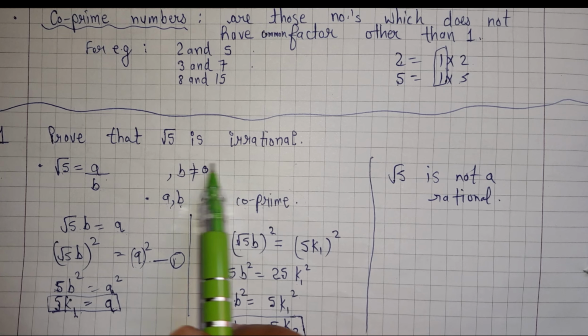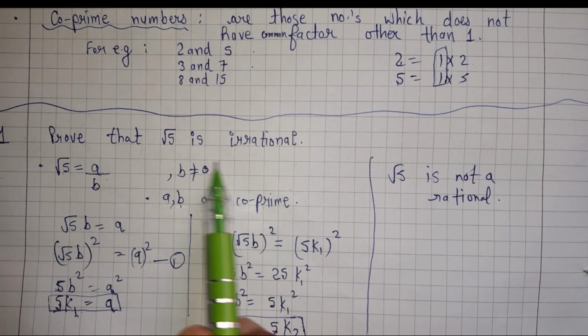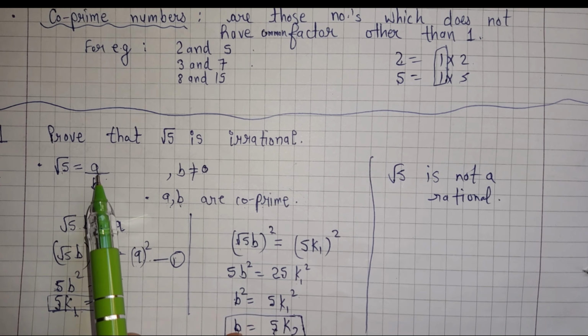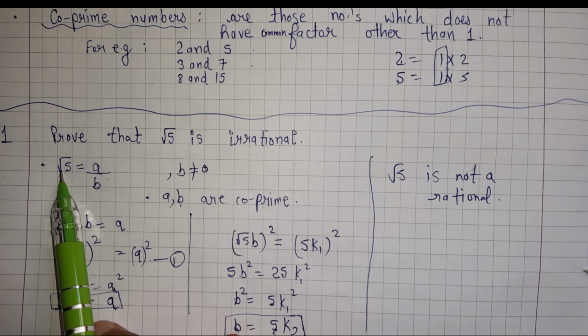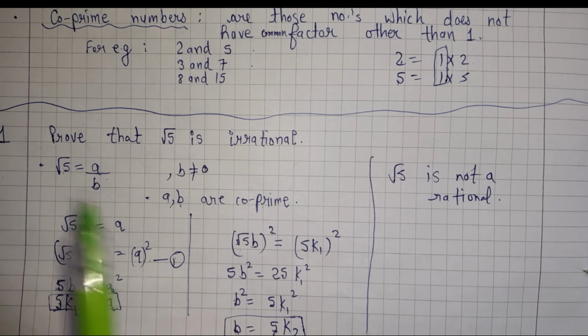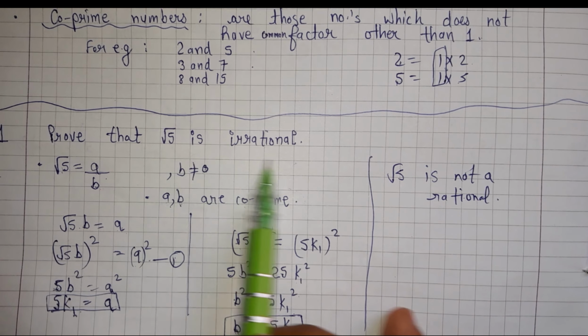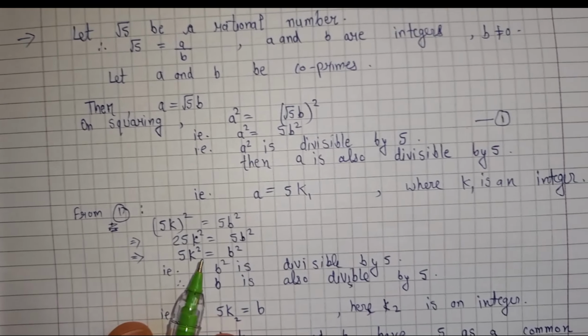So what we assumed is wrong. We assumed that a and b are co-prime and root 5 is rational. So it means that root 5 is not rational. Root 5 is irrational. That's it. You can write it in this way.